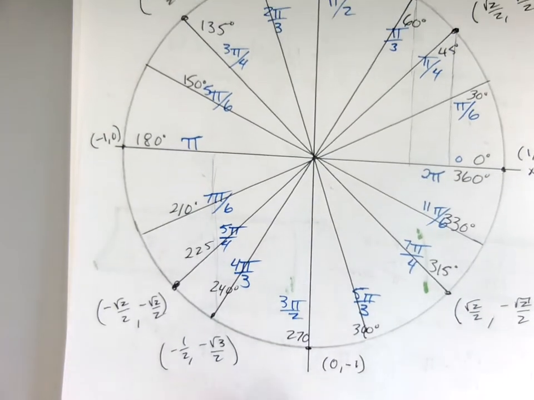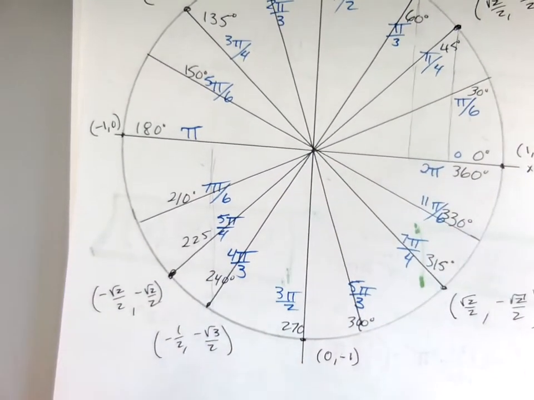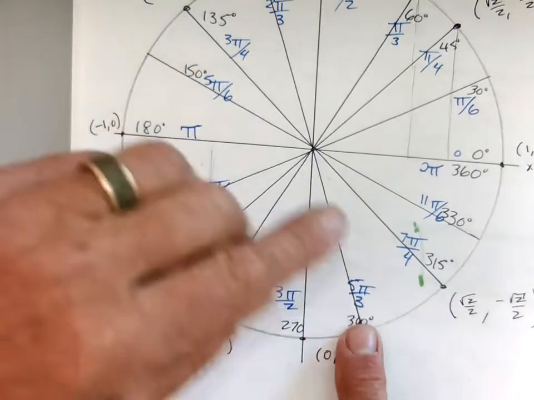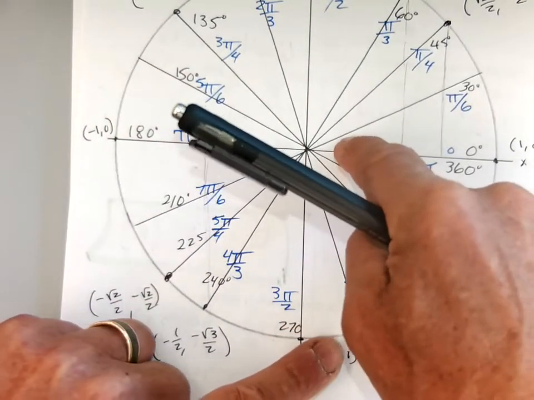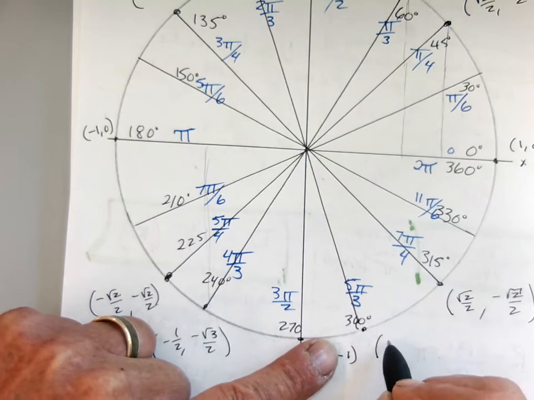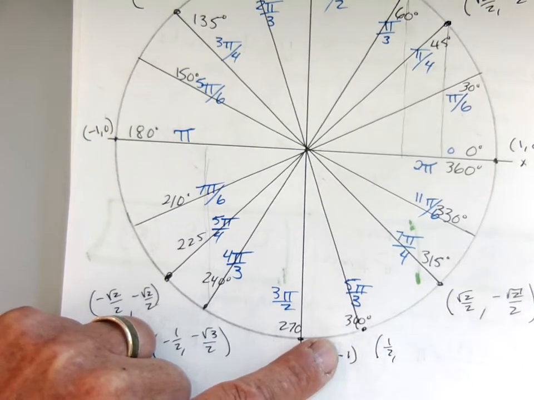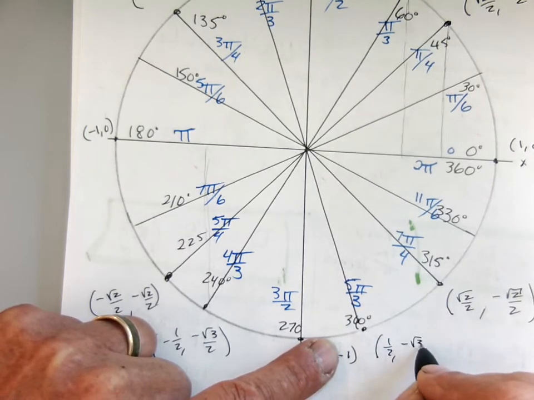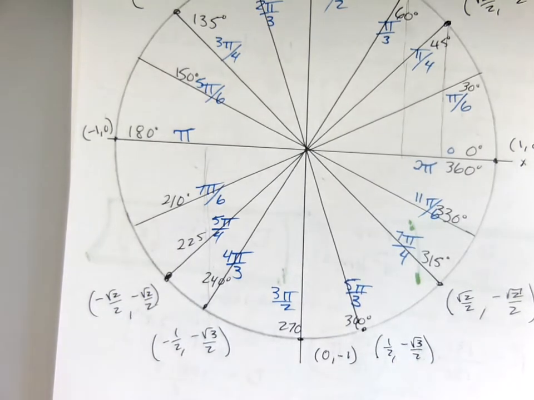And then finally, there's another one way over here at 300 degrees, but this one's going to be over 1/2 positive and then down. So my coordinate here at 300 degrees is going to be a positive 1/2 and a negative square root of 3 over 2, okay? How am I doing?